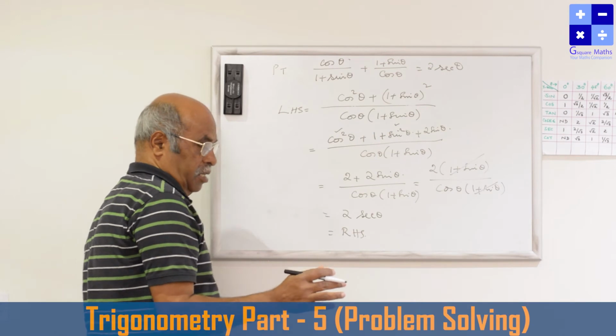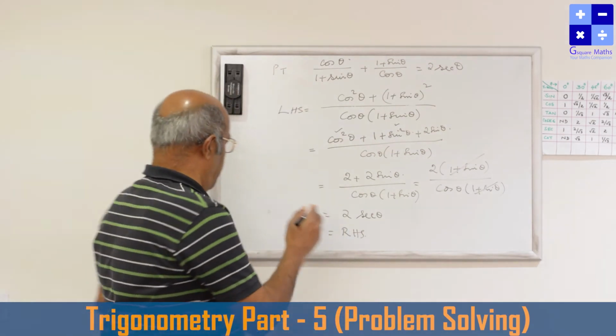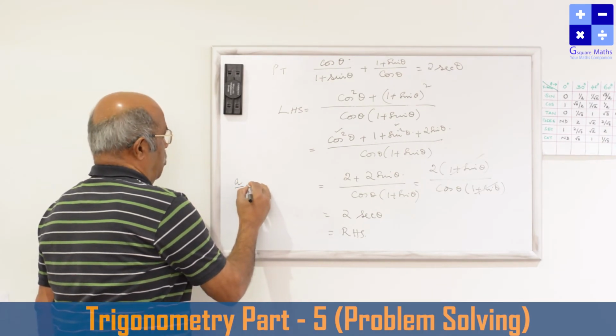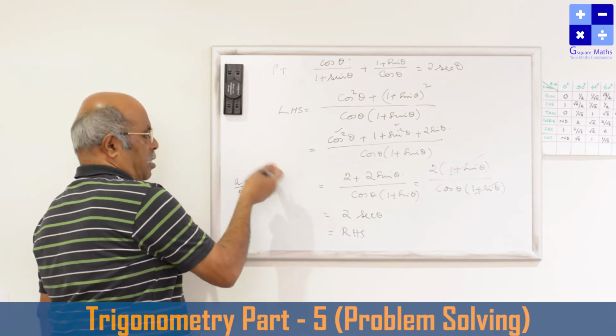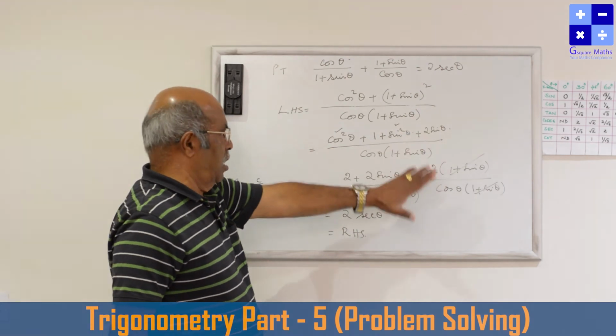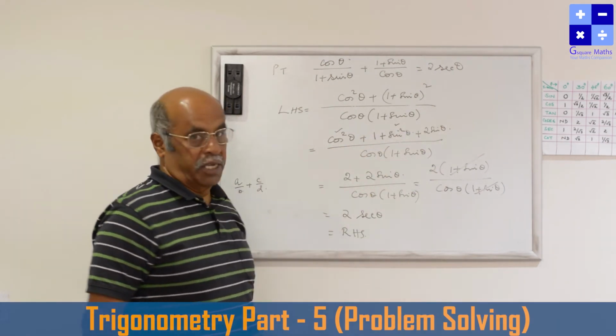I have not done anything. Just by adding two rational numbers, a by b plus c by d, you should take LCM, just like that only I did this here. Nothing more. And then I applied these identities. I simplified this, we got the answer.